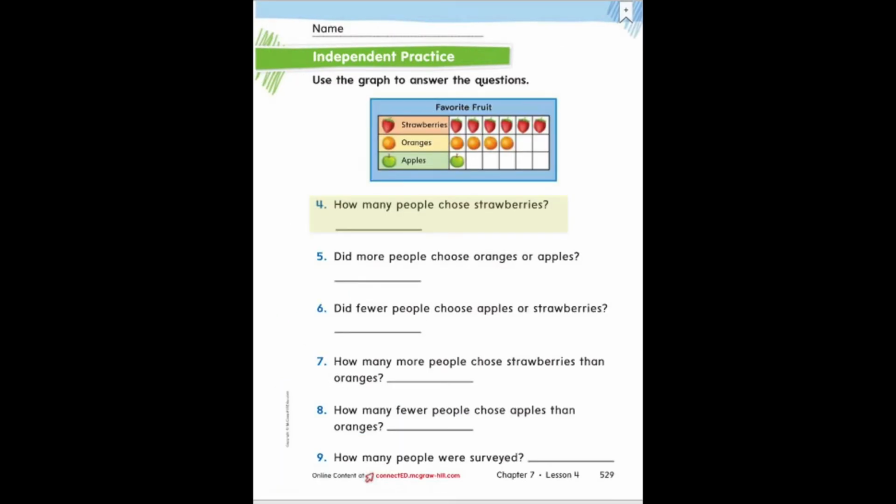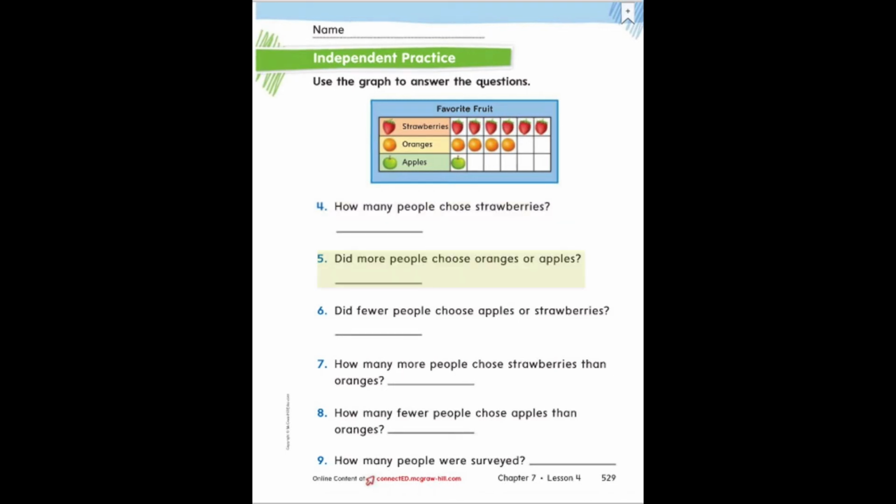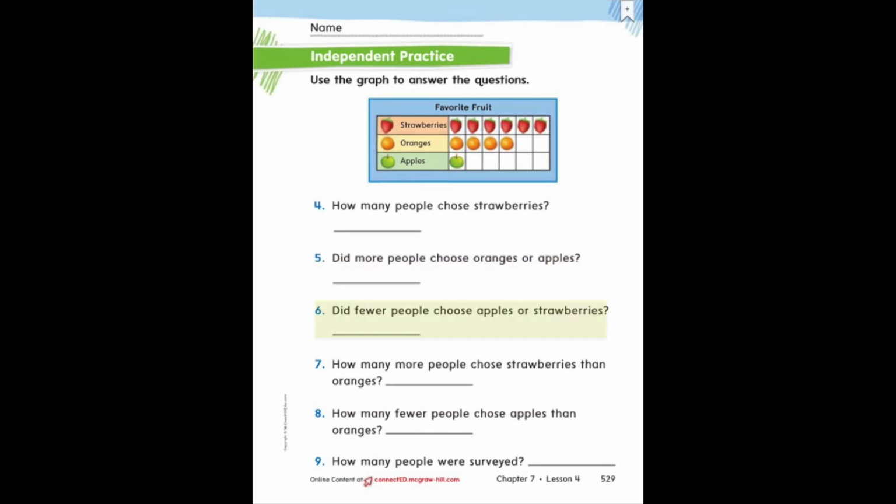Now we are going to be using this graph on the third page to answer the next few questions. This is about favorite fruit. Number 4 asks, how many people chose strawberries? Number 5, did more people choose oranges or apples? Be sure to be writing your answers on the line. Number 6, did fewer people choose apples or strawberries?